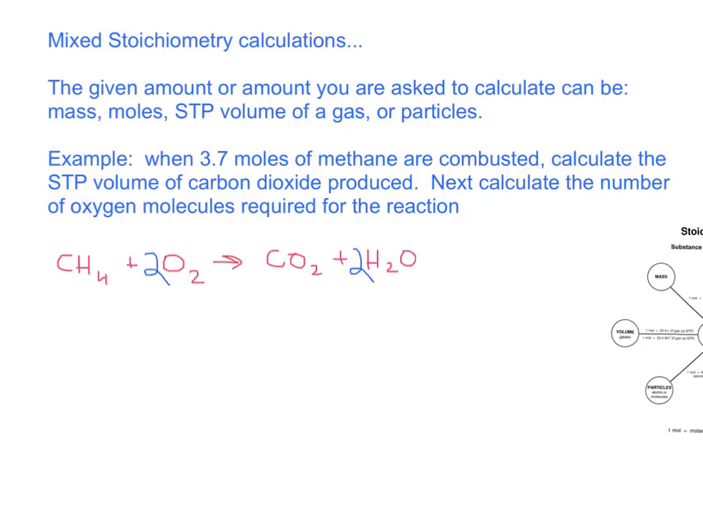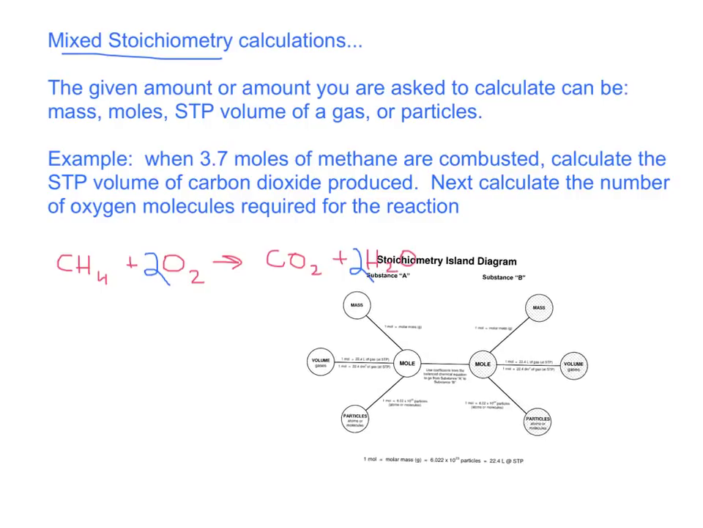So in conclusion, I know the title of the video was mass to mass stoichiometry, but realistically, as we work through some of these problems in class, we're going to start encountering what we would call mixed stoichiometry calculations. Mixed means that the amount you're given and possibly the amount you're asked to calculate could be any measurable quantity. It could be mass, moles, the volume of a gas at STP, or particles. So we need to be prepared to deal with the entire mole map.